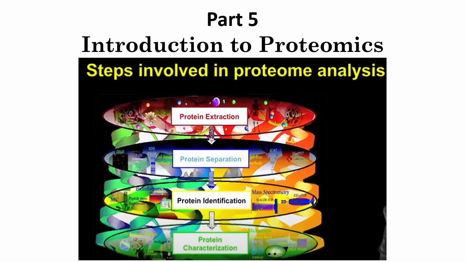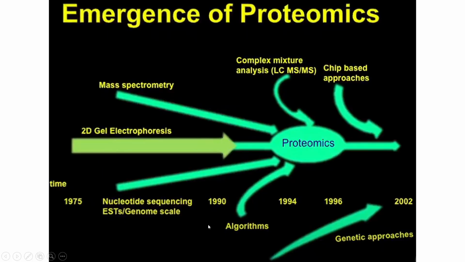Now you don't know in which fraction what type of protein is present. You need to identify that protein. That identification can be done with the help of mass spectrometry, or if you have standards, you can just compare it with the elution peak, etc. And then you can characterize it, the same protein.